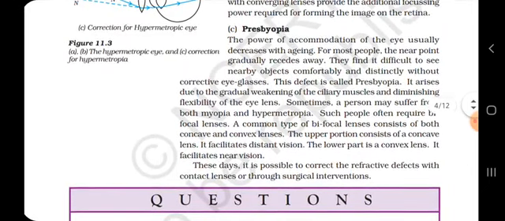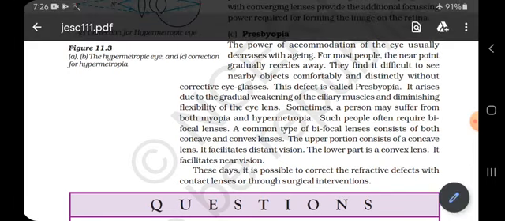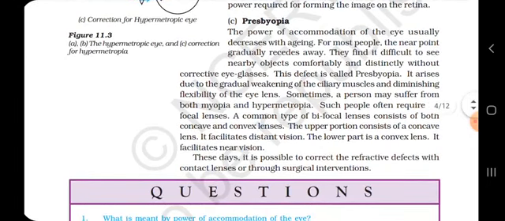So what is presbyopia? Presbyopia usually occurs with the aging of people. When the age increases, the ciliary muscles get weak. As the age increases, the ciliary muscles get weak, and thus there will be a problem for the clear vision of the human eye, and that is known as presbyopia.